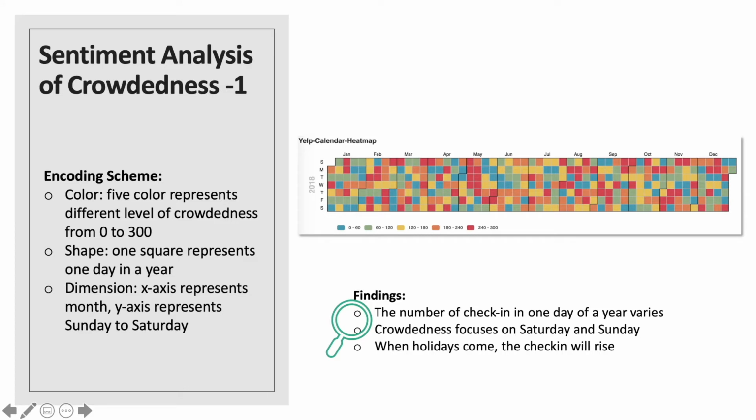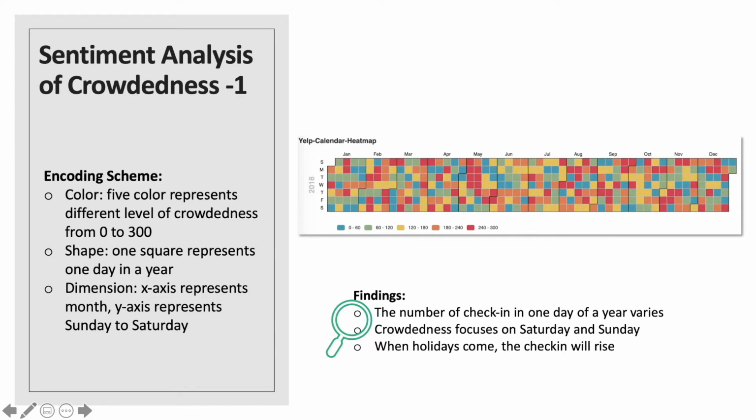The encoding scheme of calendar heat map includes 3 parts. Color. 5 colors represent different levels of crowd list from 0 to 300. Shape. 1 square represents 1 day in a year. Dimension. X represents month. Y represents Sunday to Saturday.